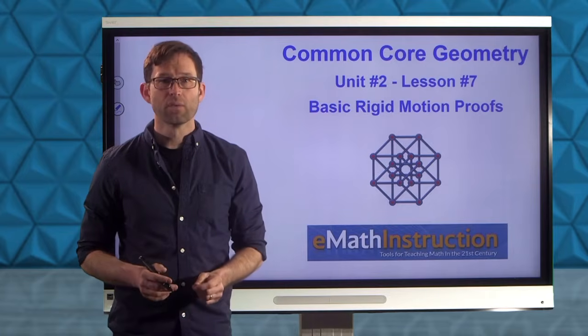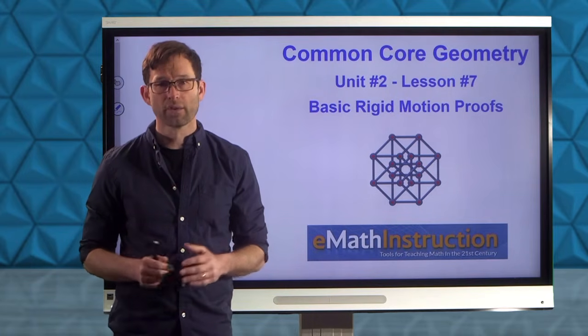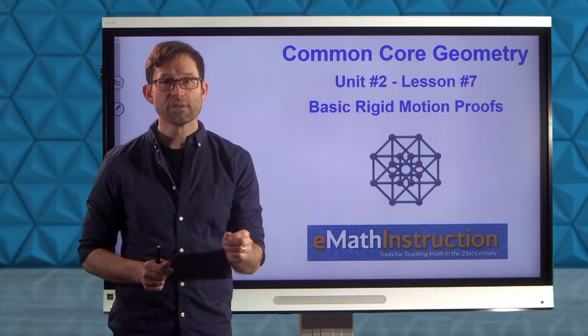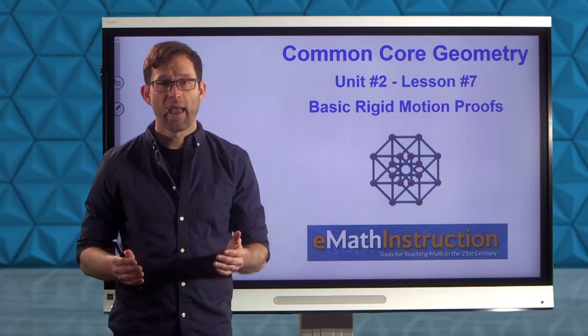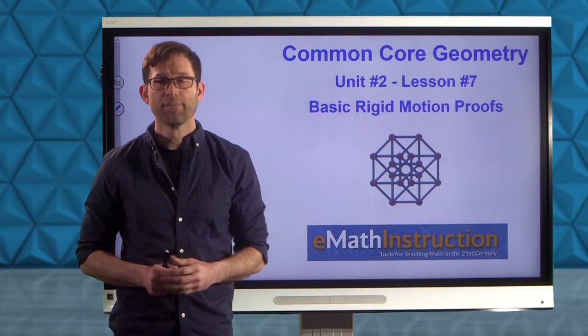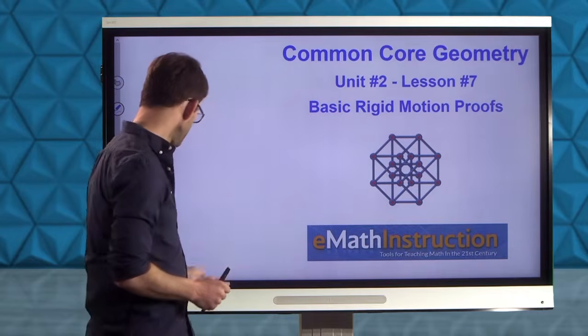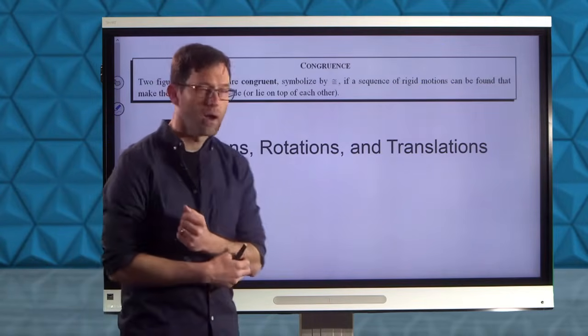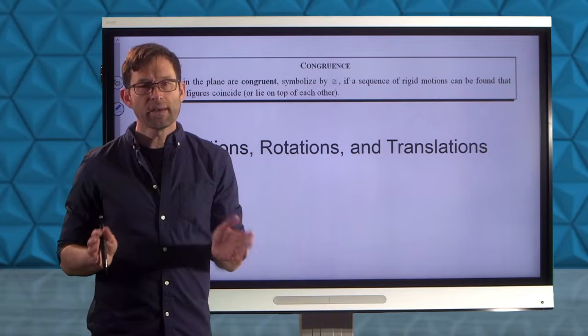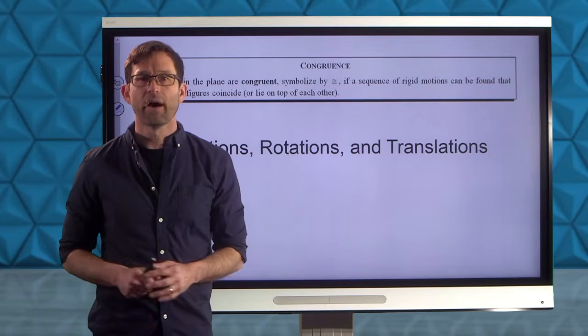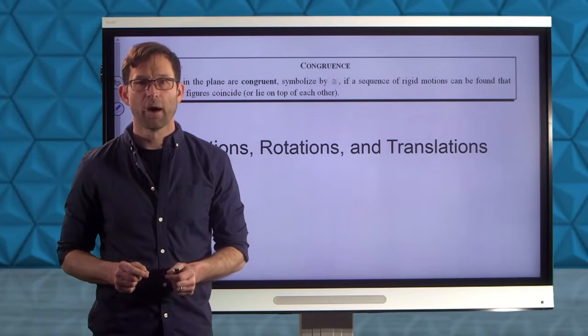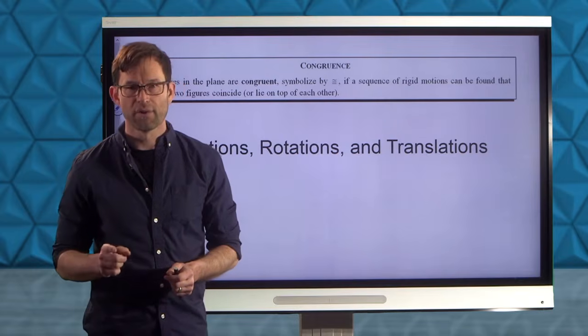In the follow-up lesson, we'll be looking at how we prove two triangles are congruent using givens that we know about the triangles and rigid motions. All right? Let's jump right into it. All right. Now, in the last lesson, again, we redefined congruence in terms of rigid body motions, but let's take a look at that definition right now.